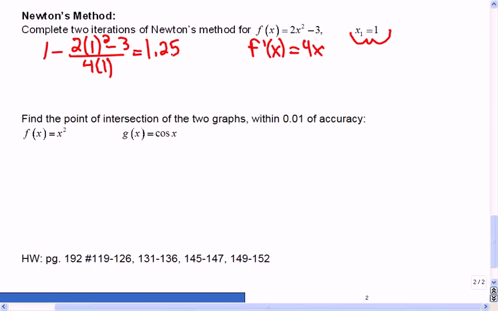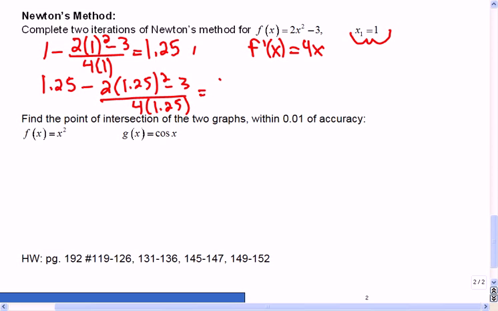Okay. And then we do it again. This is the first iteration. We'd go 1.25 minus 2 times 1.25 squared minus 3 over 4 times 1.25. And this time I believe we would get 1.225. So this is the second iteration. That's the answer that we'd be looking for. It is not necessarily the answer, but it shows me that you can follow Newton's method, because we should all end up with 1.225 if we all use Newton's method with the initial guess of 1.